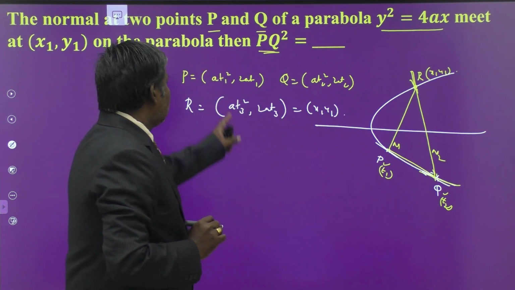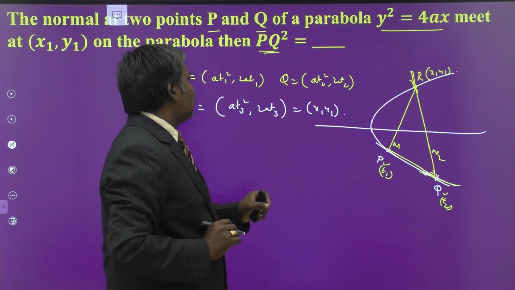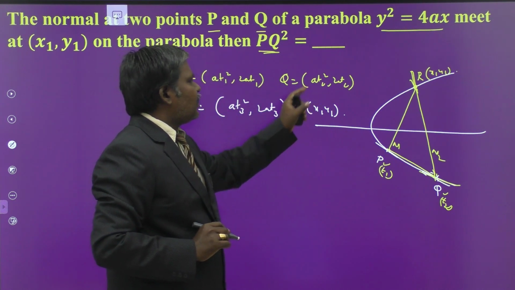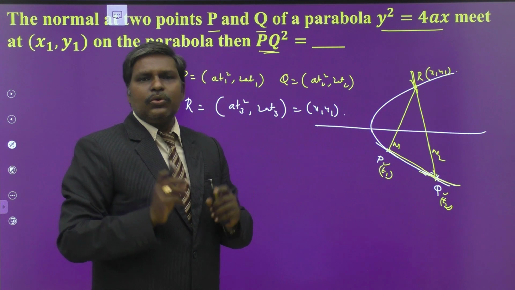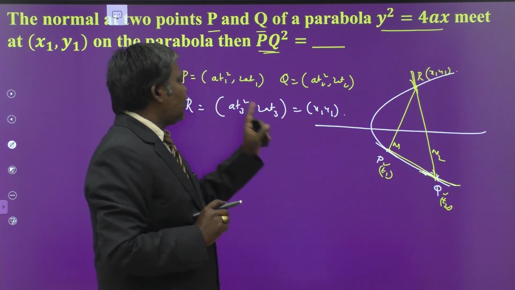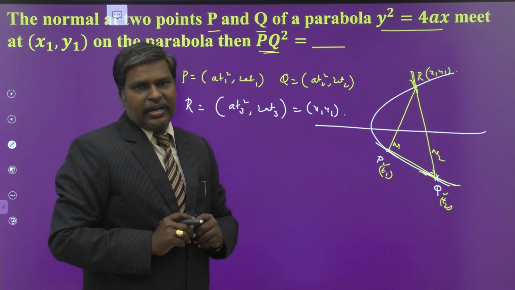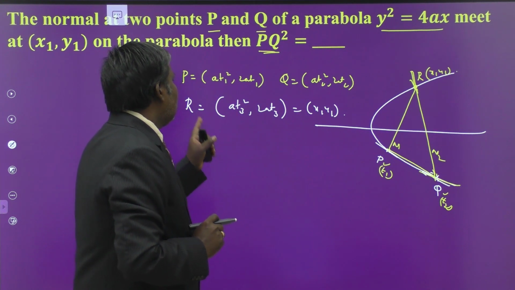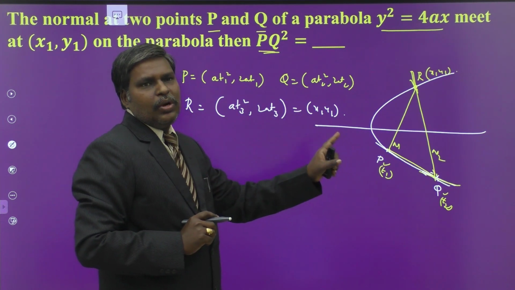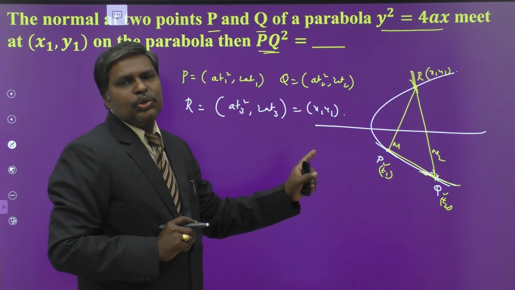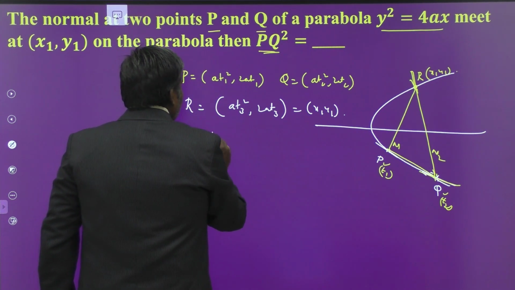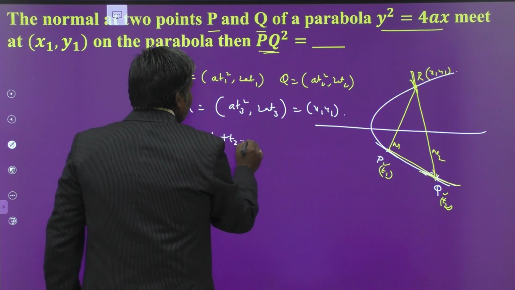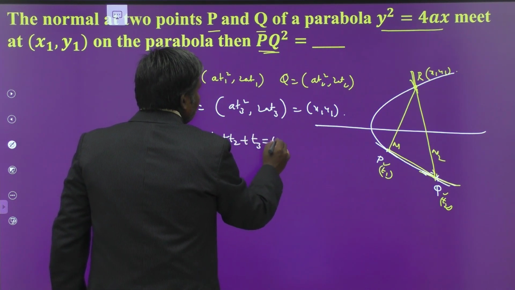My dears, the normals at P, Q, that is normals at P of t1, Q of t2, intersect again on R of t3. We have two results. t1 t2 is what? 2. Already we proved in the last class. t1 t2 is equal to 2. Again we have t1 plus t2 plus t3 is 0. That is one condition.